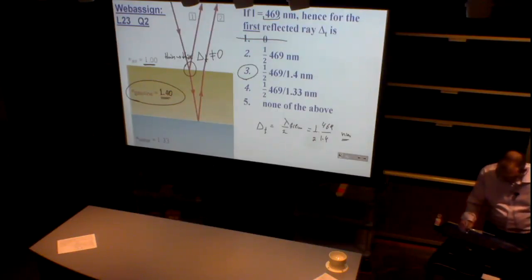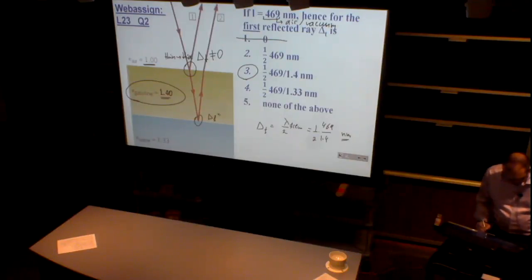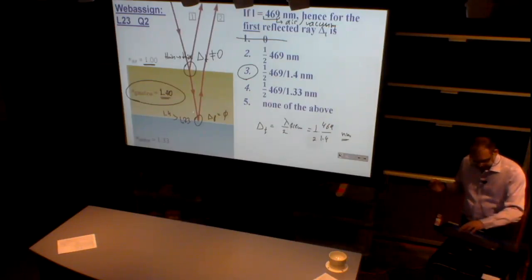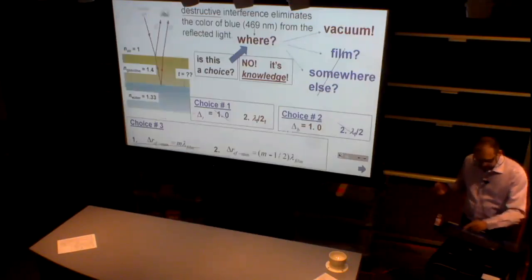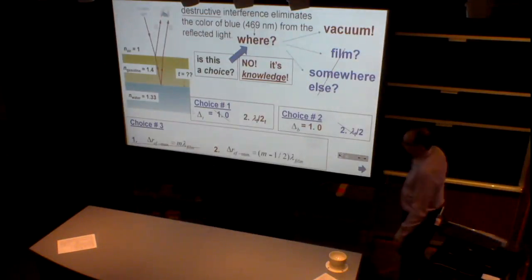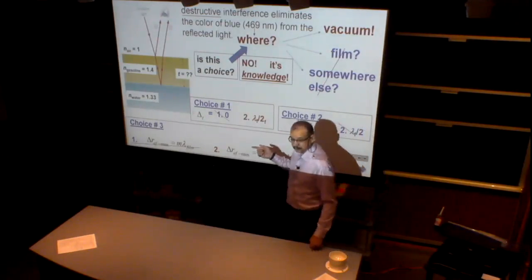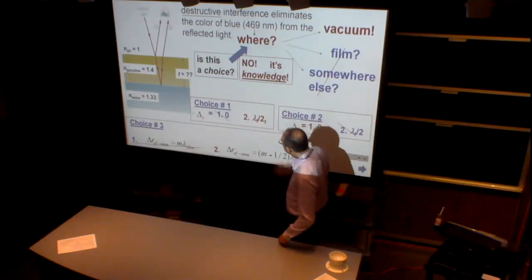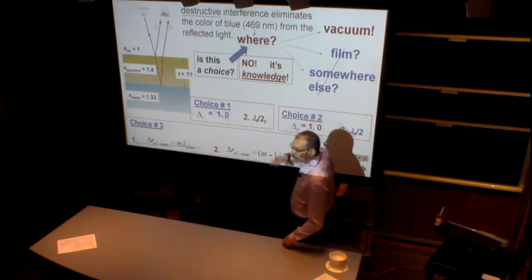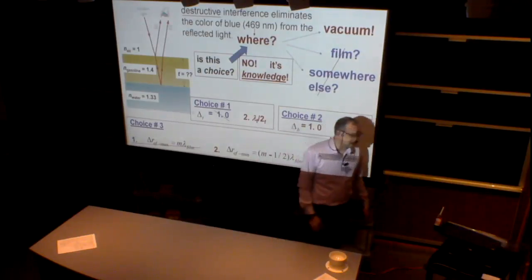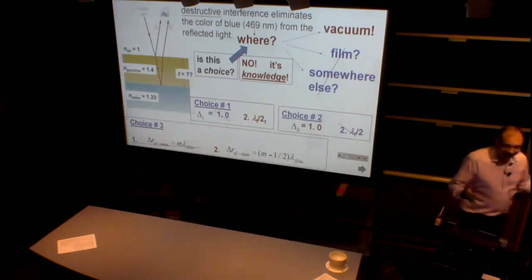And for this one, so this is air or vacuum. And here, delta B, that should be zero, because 1.4 is greater than 1.33. No shift. That's the most important part of it. Now, again, just keep in mind, we have to make choices. Life is always about making choices, right or wrong. This is not about making a choice. That just has to be memorized. That's a part of knowledge. That's a wavelength in the vacuum.